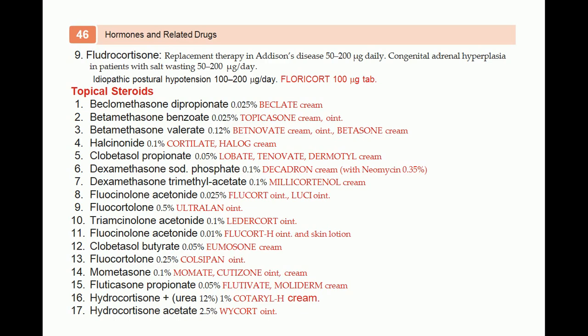So this was all about the classification of corticosteroids, especially topical steroids, and their different doses, which are also available in the market under different names.